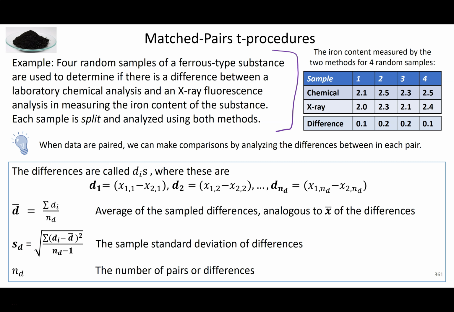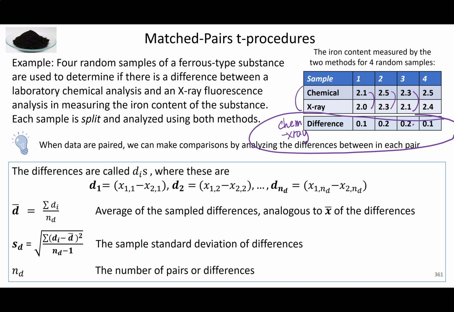So when data are paired, we can make comparisons by specifically just looking at the differences. So here we have chem and we have X-ray. If you do chem minus X-ray, right here, your first difference is 0.1, your second difference is 0.2, third difference is 0.2.